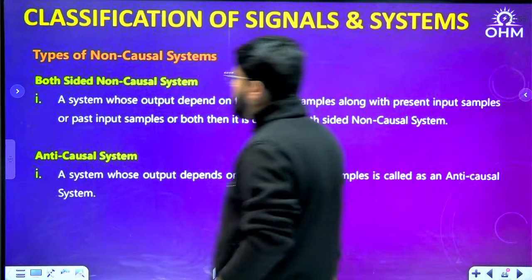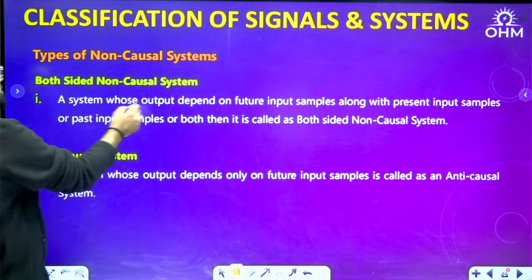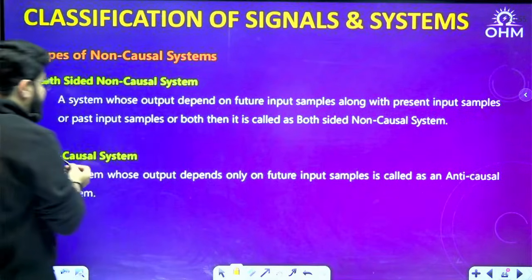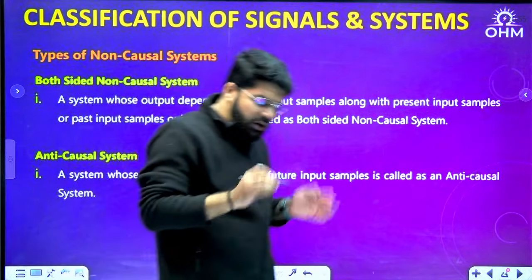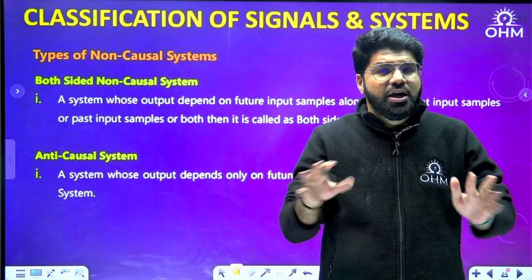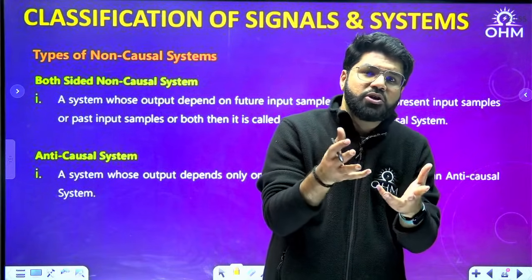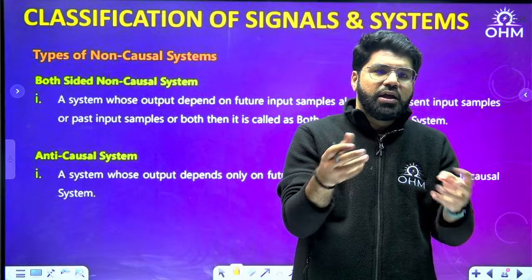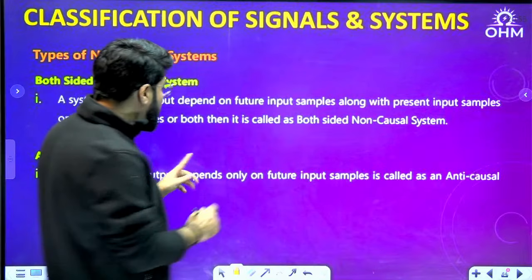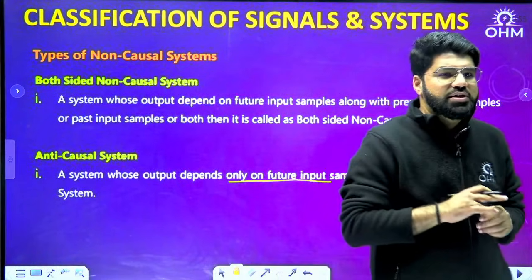Non-causal is also further categorized: simply a non-causal, like both-sided non-causal, a system whose output depends on present, past as well as future. But anti-causal means strictly the opposite of causal. Understand it this way: non-causal can have anything, present, past, future, but causal means only present or past. So what is the strict opposite of it? Only future. Output depending only on future values will be strictly known as anti-causal.